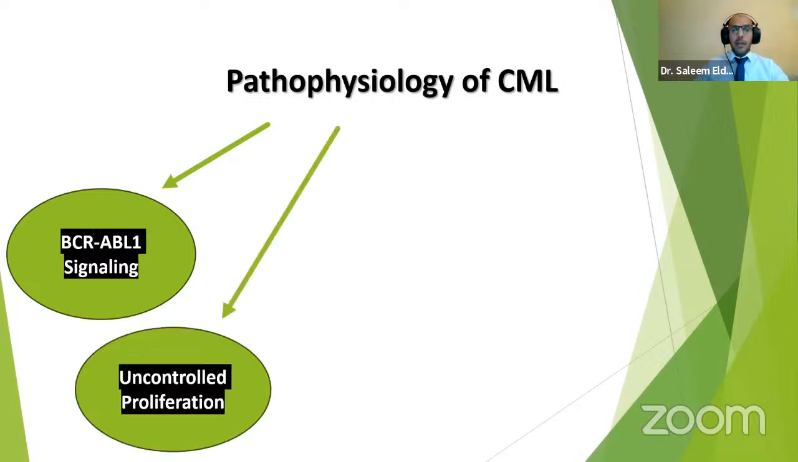So this is followed by uncontrolled proliferation, and uncontrolled proliferation was suggested initially when you do a marrow, for example, for a CML patient. The majority of the metaphases in the bone marrow are Ph positive, and this is also a cardinal feature of CML chronic phase.